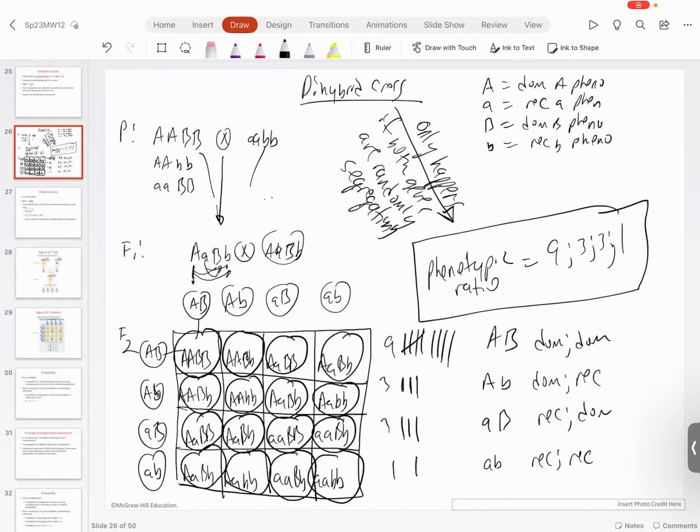Are all genes random like this? Do they all see a 9331? Well, of course not, right? Because otherwise there wouldn't be a genetics class. This would be the end of it.